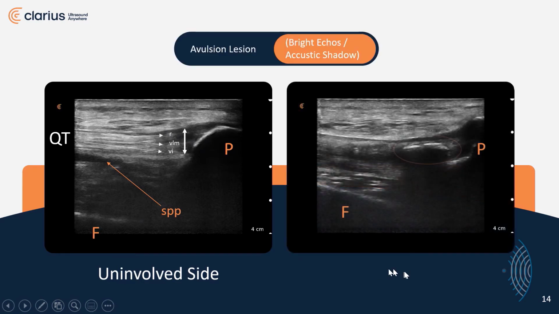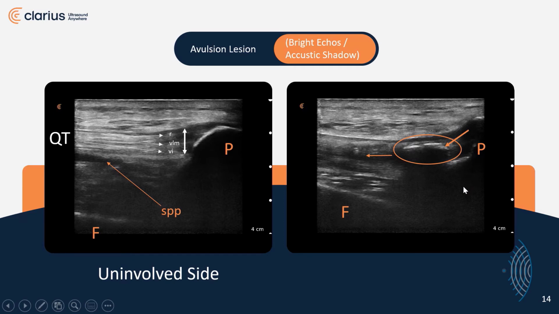Because when we went to the involved side, I want you to see that the kneecap echo texture, that arc of hyperechoic brightness, stopped, and what we had was the hyperechoic or bright echo texture down below a very thin region of the quad tendon. Pieces of the bony structure of the kneecap retracted and created an avulsion lesion where the force from the fibers that went into the patella literally pulled part of the patella apart.